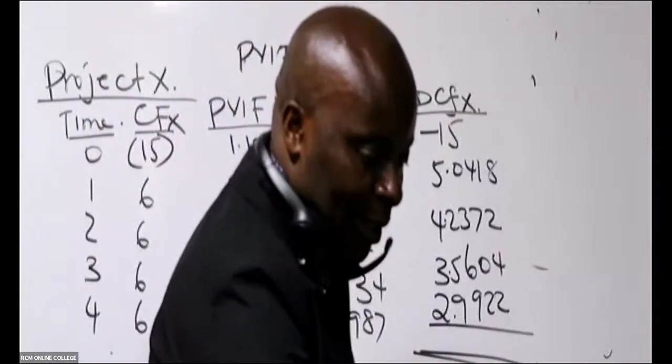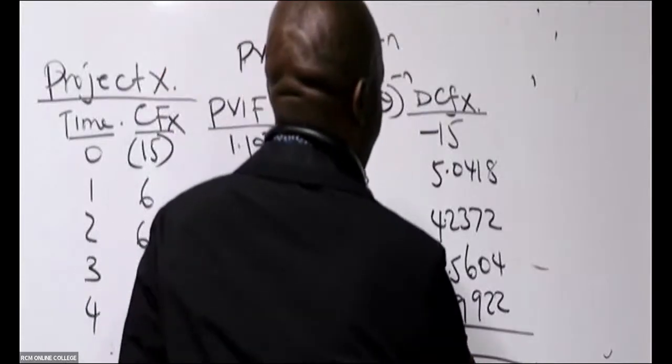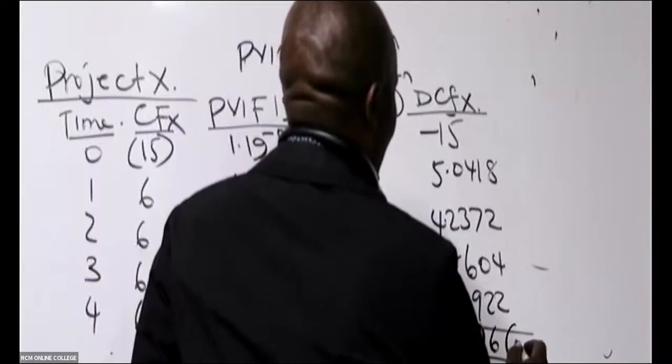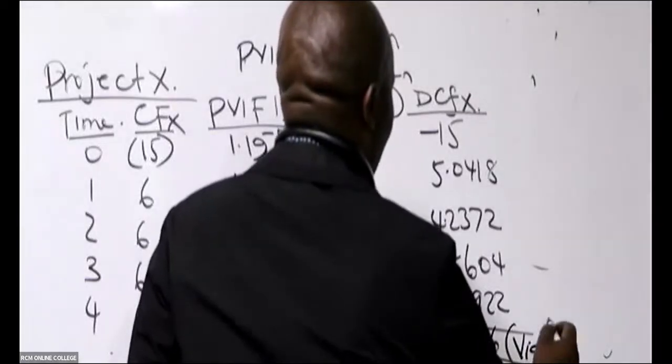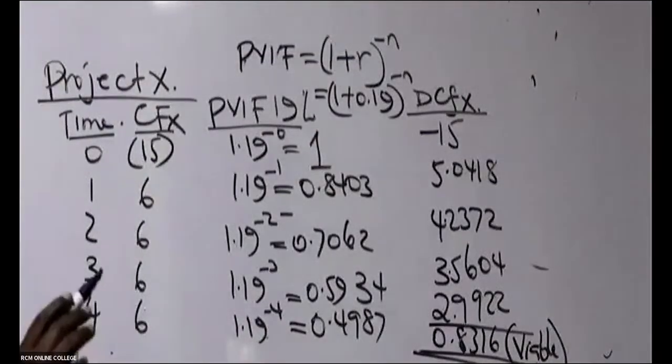Okay. So they're getting here, ladies and gentlemen, 0.8316 positive. Because it's positive, the project is viable. The project is viable. Now let me address your questions one at a time.